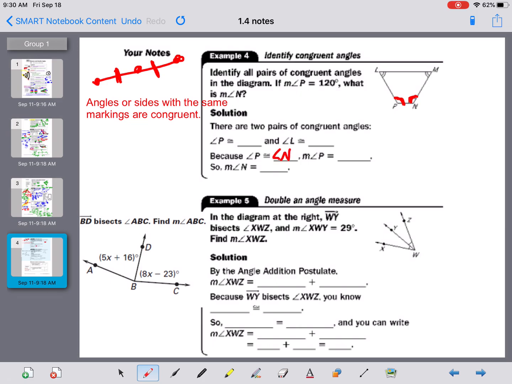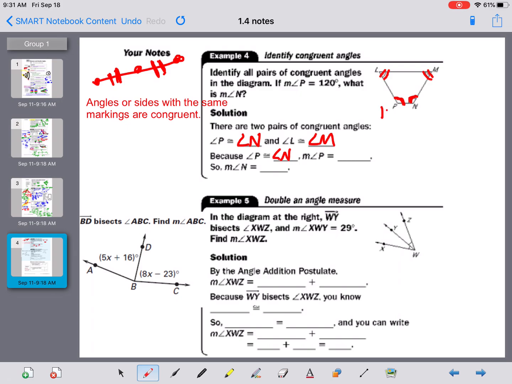mark. Now, I know we didn't quite get into it yet with segments, but sometimes you can put a double mark. As long as they have the same marking, they are congruent. Same thing goes with an angle. So if I have 2 marks and 2 marks, angle L is congruent to angle M, okay? So you find these congruent markings, and you know those angles are exactly the same size.